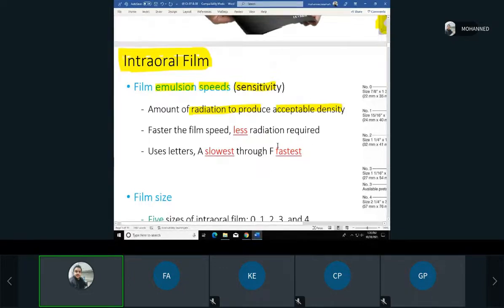Anyway, F is the fastest. The letters are for the speed. We're talking about the speed here. I don't know if there's a backstory for using letters specifically, but they agreed to use letters for the speed of the film, for how sensitive they are. A is less sensitive. That's the way it started, and then they reached F.